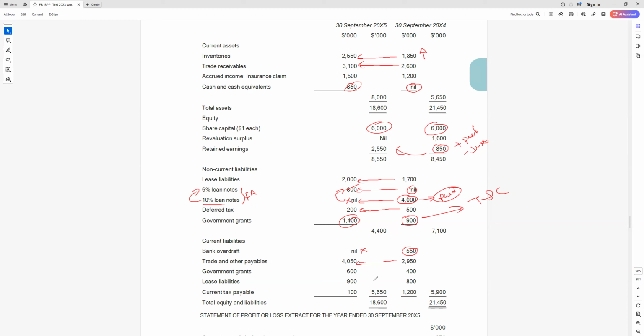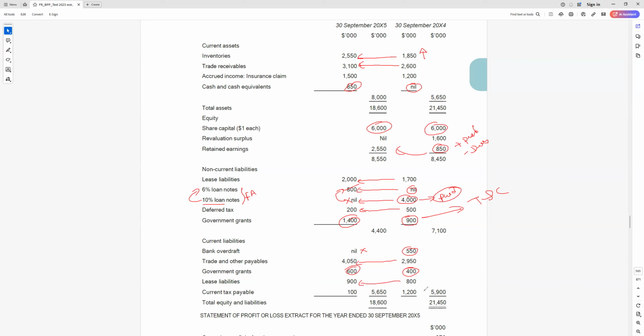Then we have some more government grant on the liability. Sometimes the government grant can come as a liability as well that we have to pay back. If this is the case, we need to show it on the balance sheet as a current liability. So this money has to be paid back to the government within a year. Then you have a lease liability, increased from 800 to 900, and the tax payable.